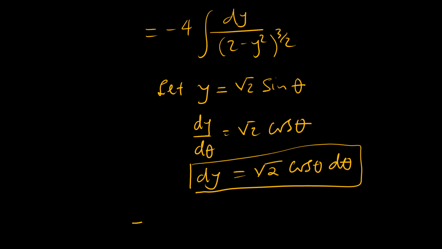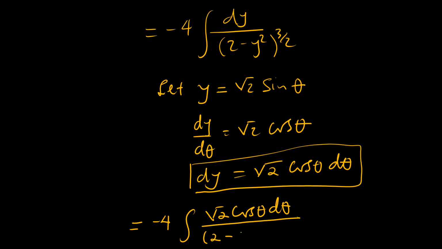So our problem now becomes negative 4. In place of dy, we have root 2 cosine theta d theta. And here we have (2 minus 2 sine squared theta) to the power 3 over 2. Okay.